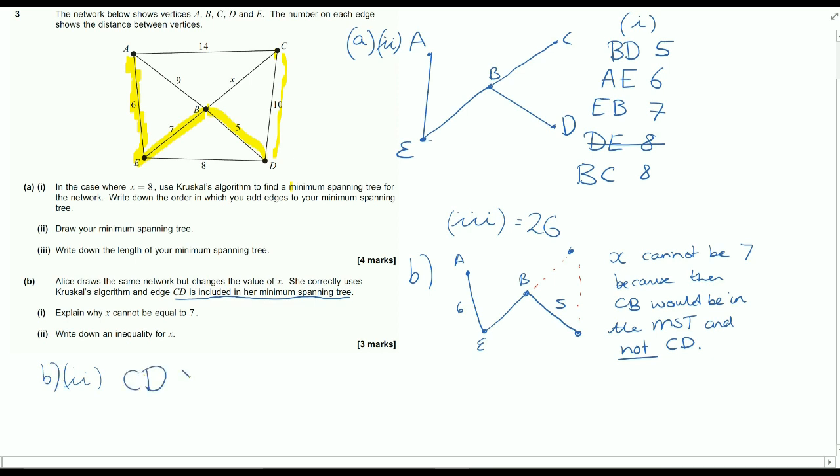So as a result, x is going to have to be bigger than CD. It can be equal to CD, whatever that length is, because in Kruskal's, if you've got two equal, you've got a choice, so she could have chosen to put CD in. But we do know what CD is, so x is going to have to be greater than or equal to the length 10. So for example, if x was equal to 11 there, Kruskal's would say choose CD, not BC.